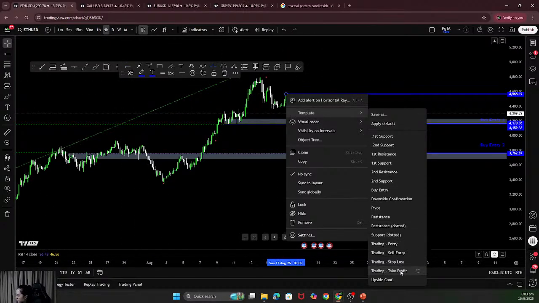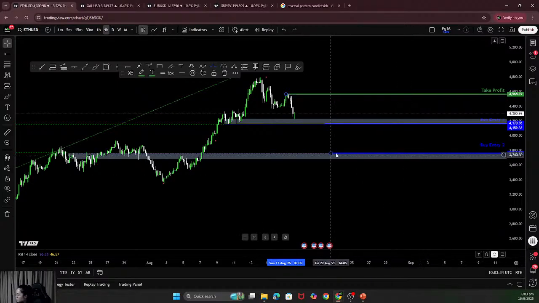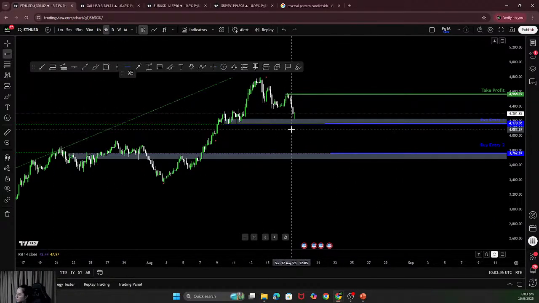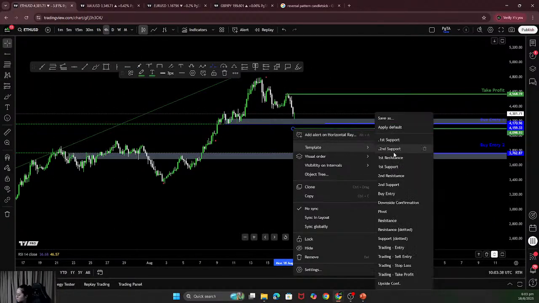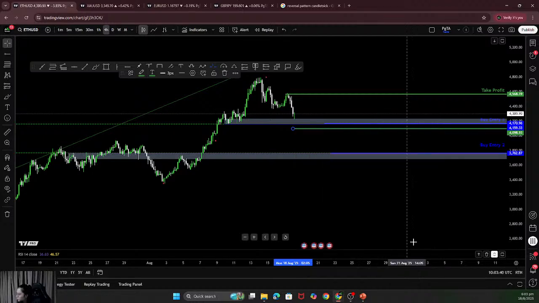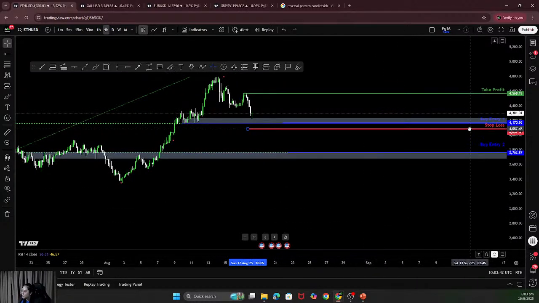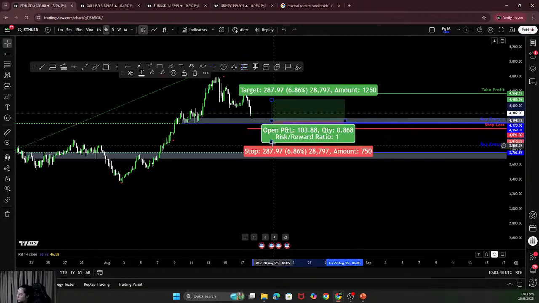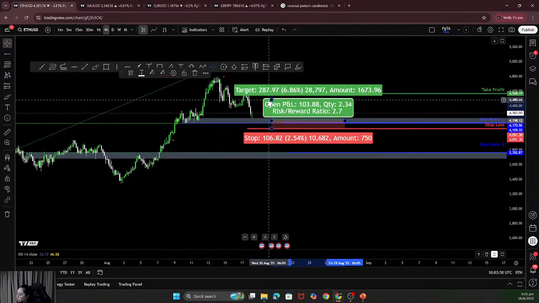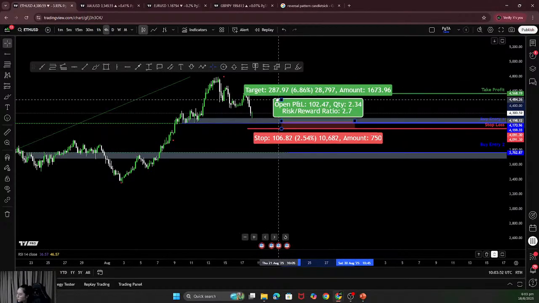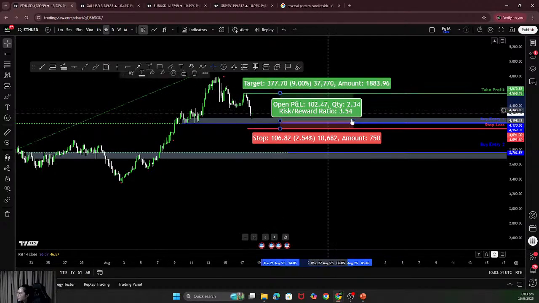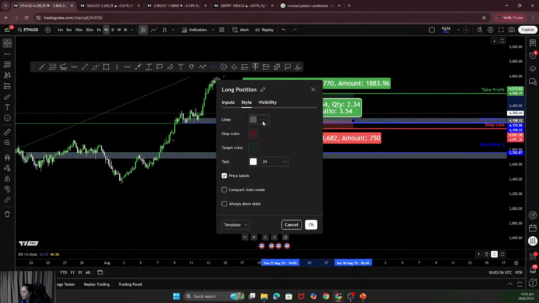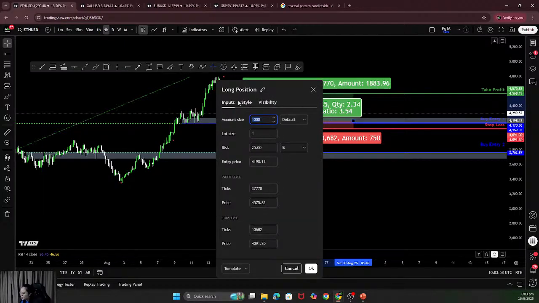Okay, take profit. My stop loss is gonna be here. So it's going to be a very tight trade, a fast trade, I hope. Wow, I really don't like these settings. Okay, why is it so huge?